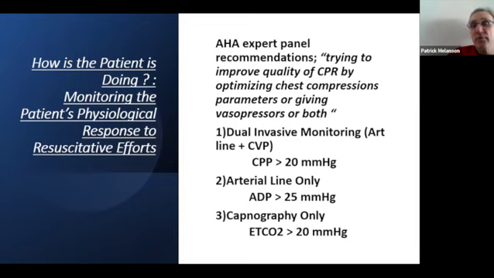If it's a coronary perfusion pressure, it's been demonstrated that a coronary perfusion pressure of greater than 20 is usually necessary in order for the patient to respond appropriately to defibrillation. In other words, if you're less than 20, maybe you shouldn't even try to defibrillate yet. That would be the theory, that you should optimize your chest compressions further or give epinephrine to raise the coronary perfusion pressure. If you just have an aortic line and you're looking at the diastolic pressure, then the target is a diastolic pressure of 25. And if you have end-tidal CO2, it should be greater than 20.